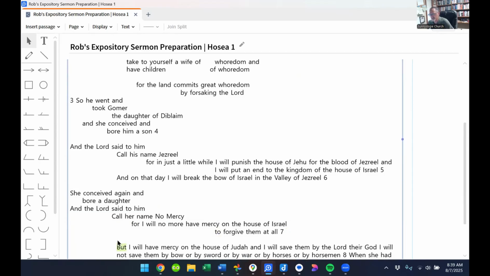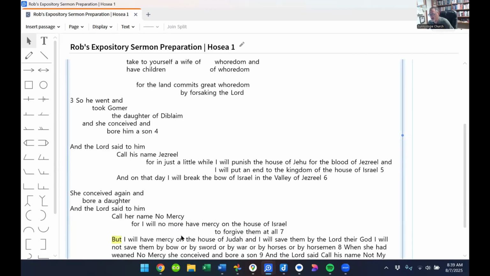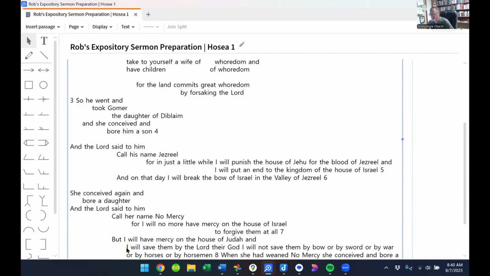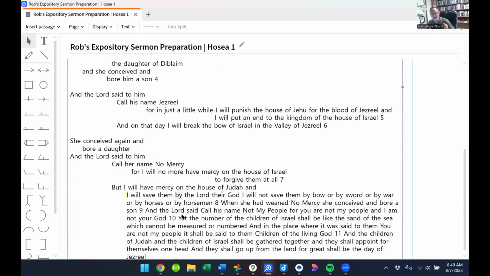But then there's a second segment here. But I will have mercy on the house of Judah. So we wonder about that. So what is No Mercy in the house of Israel and the house of Judah? You might be familiar, you might not be. Israel's divided into two kingdoms, and so God's going to deal with each kingdom differently. There's reasons for that, which we'll get into a little bit later. But we notice that God is still showing mercy to the house of Judah. That's the southern kingdom. There's still hope for the southern kingdom yet. We'll have to unpack that a little bit more later.